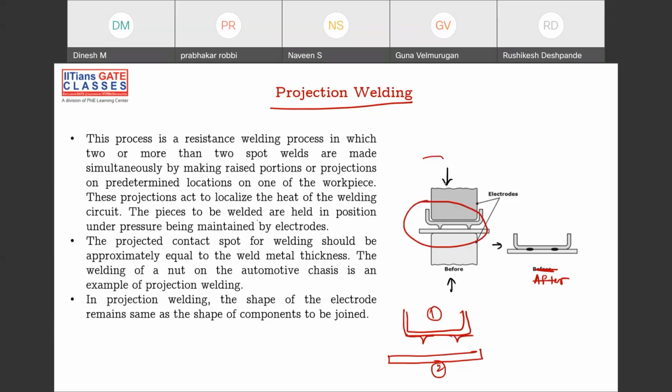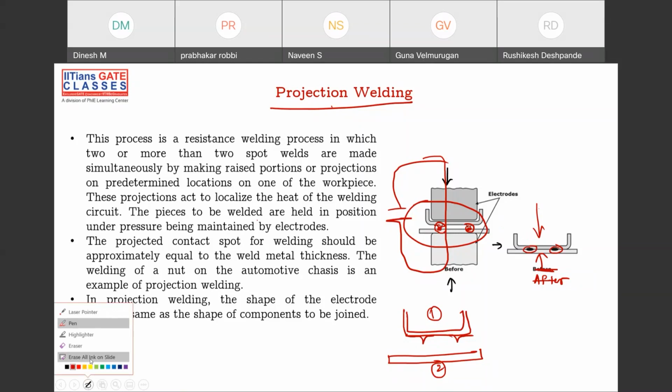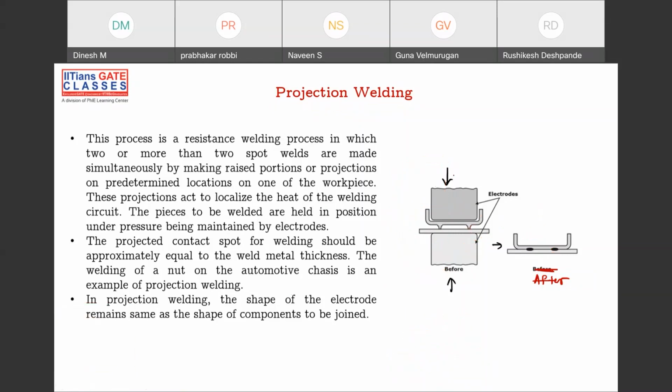You try to pass some current, and at these edges there will be resistance. Because of resistance, whatever localized projections you made will be softened because of melting. Then after some time, you stop the current flow and apply some pressure, and these will form kind of spots, and hence welding is performed. That's the reason why it's called projection welding, because you are creating projections before welding and passing electricity through that setup. Because of the joule heating occurring at these two projections, they soften, and then this kind of welding is formed. That's why it's called projection welding. Is it clear, guys? Yes or no?